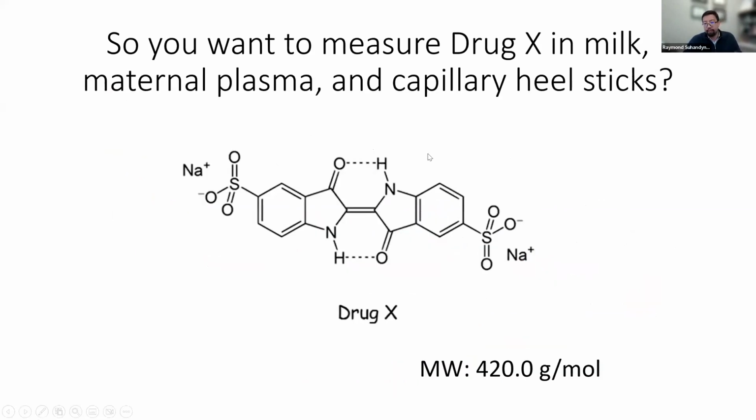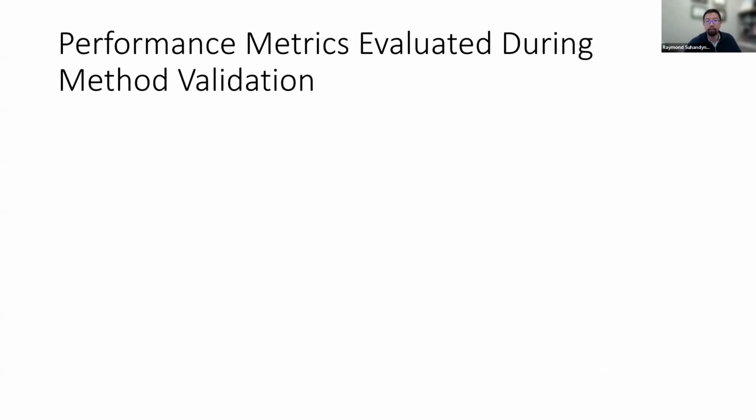So we typically like to start off this presentation by giving a hypothetical drug, for instance, in milk, maternal plasma, or even capillary heel sticks, and you want to measure this drug. All you really need to know is the molecular weight. When you have the molecular weight and you have the structure, that gives you a great starting point, and then you can start making a method and working with the lab if you're outsourcing the data collection to another lab. This is typically something that they'll ask for.